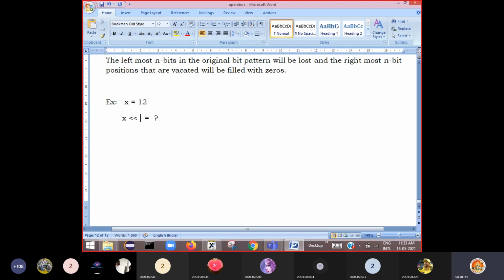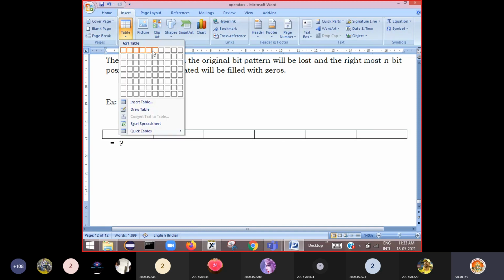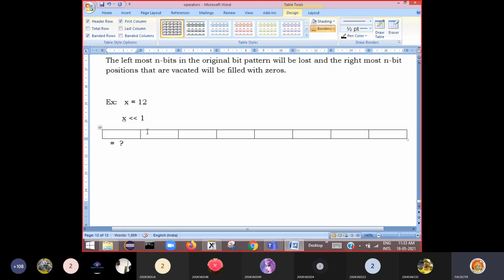So first we'll start with 1 position. We'll observe what happens, then we'll move 2 positions, 3 positions. Then you can come to a conclusion easily. Right, so I am representing this 12 as an 8-bit number here.